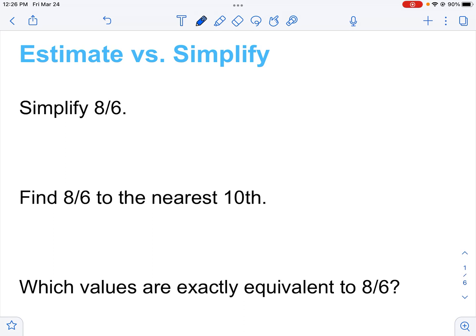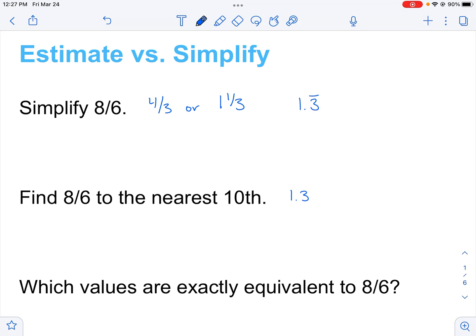We're going to first look at a fraction, 8/6, which we know we could simplify to 4/3, or 1 1/3, which is still simplified and still exact, versus if we rounded this to the nearest tenth, we would say 1.3. This value is close to 8/6, but it's not exactly equivalent to 8/6, because the equivalent decimal would be 1.3 repeating, with an infinite number of threes.